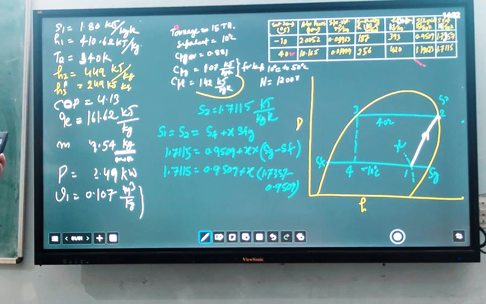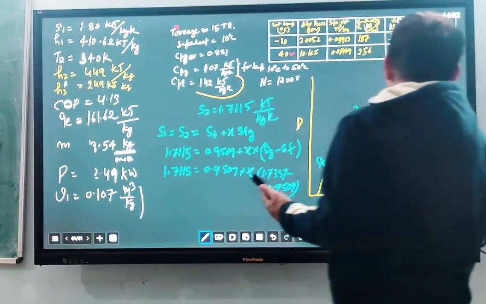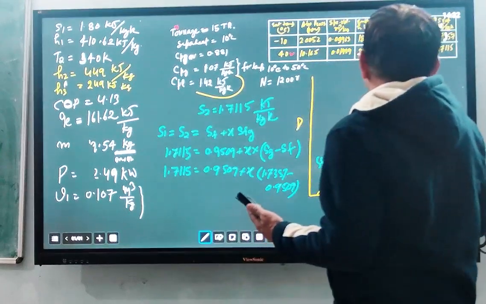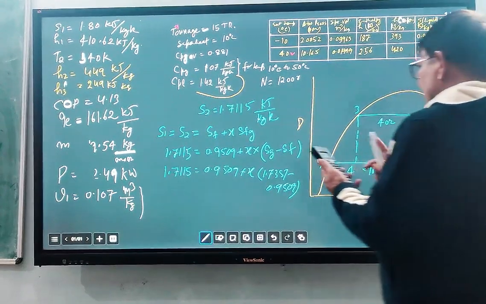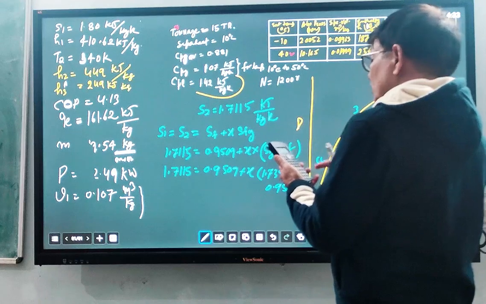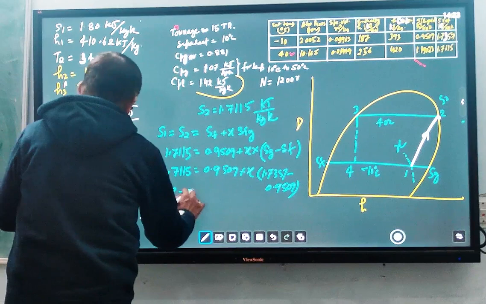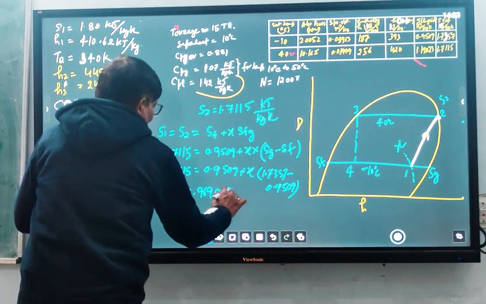1.7115 minus 0.9509, 1.73 no, 1.71 is left. This value was wrongly taken; at minus 10 degrees the value we have taken is this value. Yes, that is correct, okay. 1.7357 minus 0.9509, so that is equal to 0.969. X equals 0.969, we take it as 0.97.